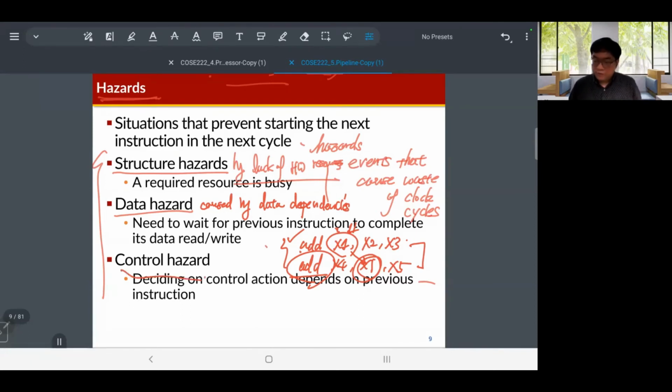Now what is the control hazard? A control hazard means that clock cycles are wasted because of control instructions. What are control instructions? Branches or jumps. Clock cycles can be wasted when the control instructions are executed, and this event is called a control hazard.